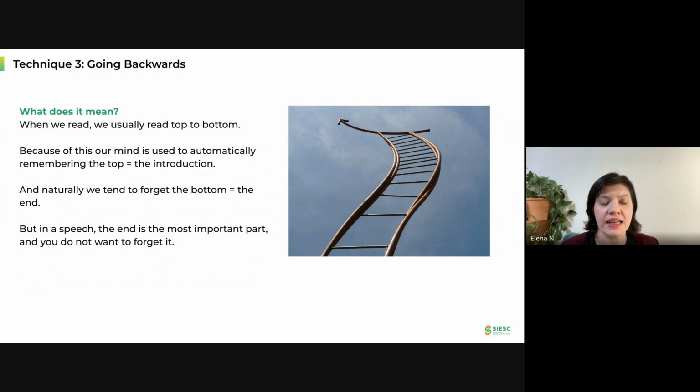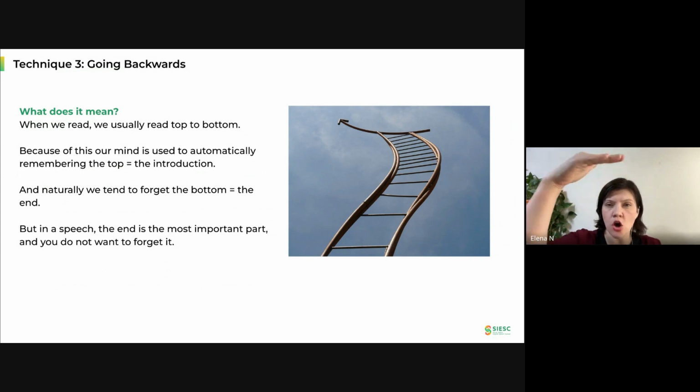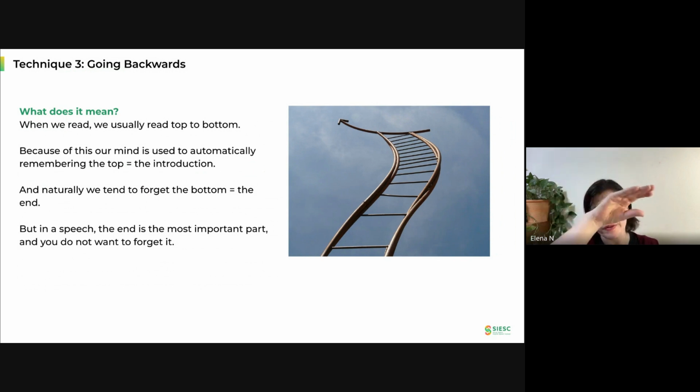And another technique that I really like, technique number 3, going backwards. So what does it mean? When we read, usually we read top to bottom. And because of this, our minds automatically scan the information with our eyes from top to bottom, and then it's easier for us to remember the top.